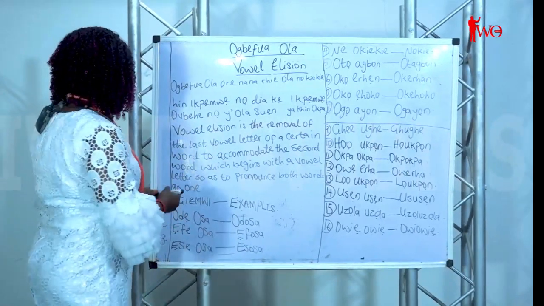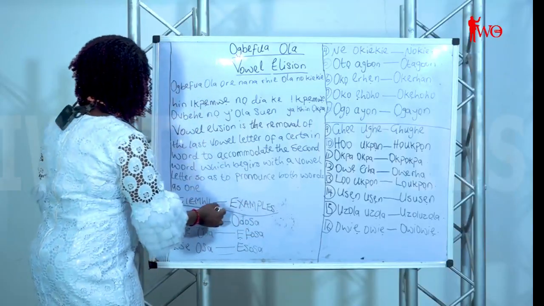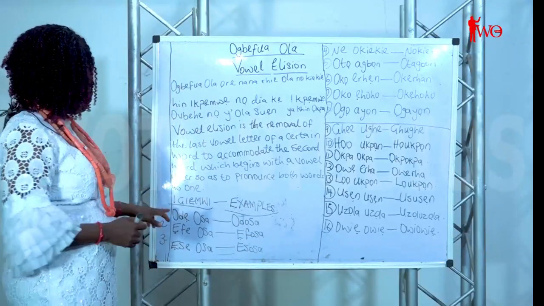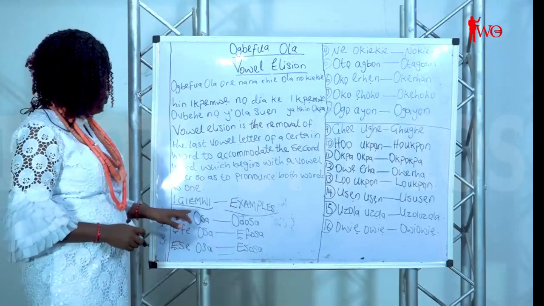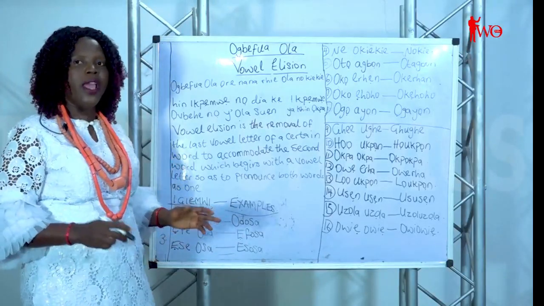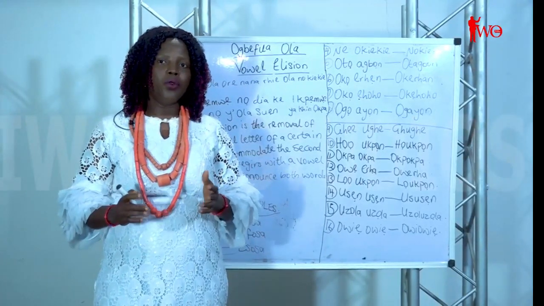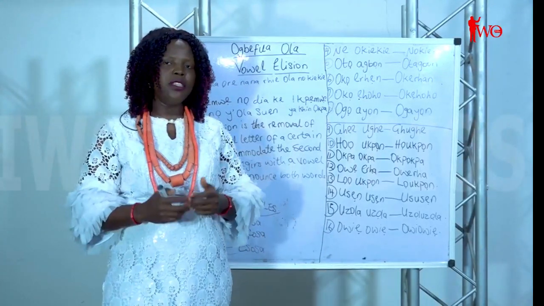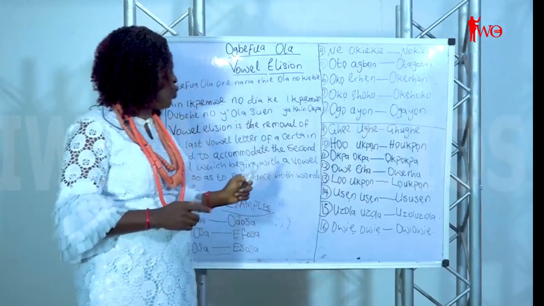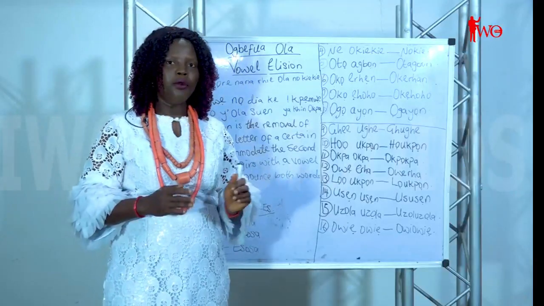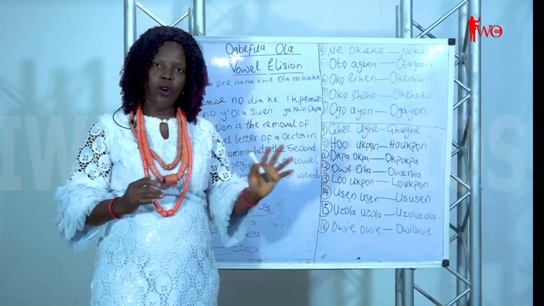Examples. Ode, osa. Now we know that ode means way. Ode means way, which also means road. And osa means God. So when we say ode osa, we are saying the way of the Lord, or God's way.